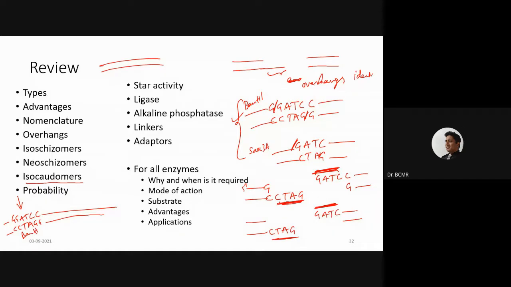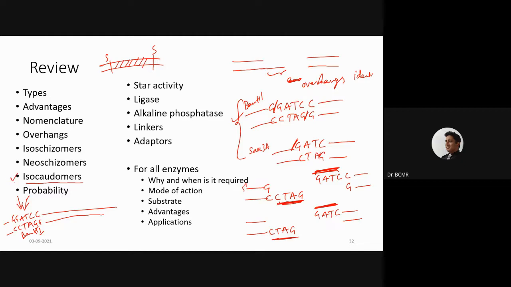And if you have Sau3A sites here, you can cut the gene of interest with Sau3A on either side. Because the ends are compatible between Sau3A and BamHI, you can use it to link it there. You can use it to ligate there. That's why isocaudomers are also important.